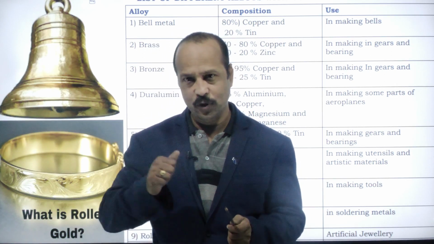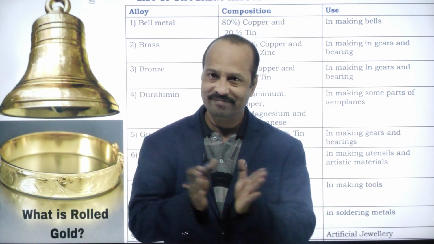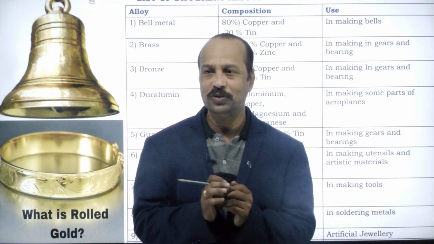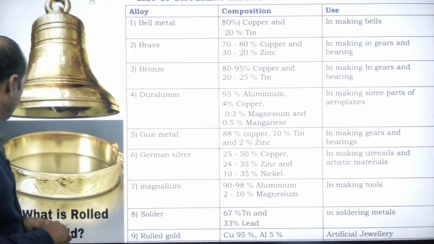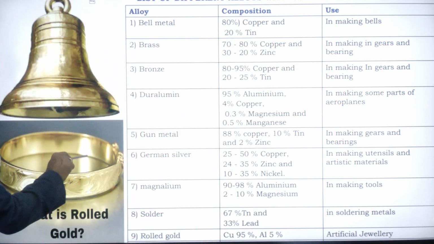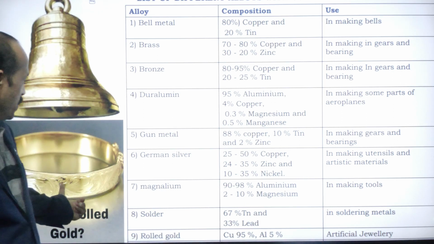Then over that, gold plating is done. Now it looks like gold. Such type of ornaments you can see. Here this is called rolled gold. You can see this ring. Can you see this bangle? This bangle is very nice, it's shining. It's looking like gold.